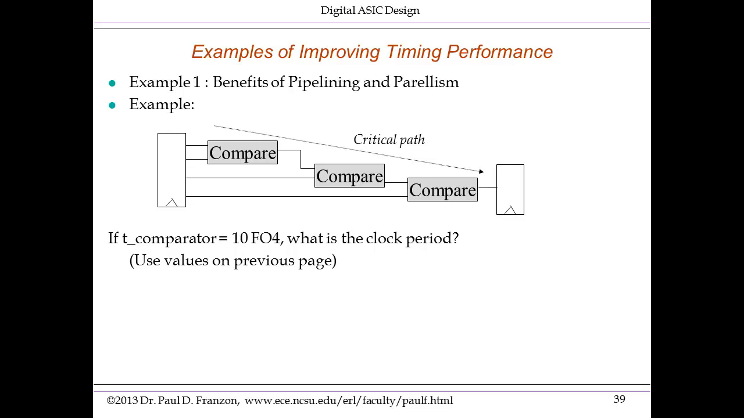So in this example, if the delay through the comparator is 10 FO4, what is the clock period using the other values required from the previous page? Well, T logic is now 30 FO4. Add in 2 FO4 for the clock to Q delay and 1 for each of the setup and skew times. We end up with a clock period of 34 FO4 for this particular example.